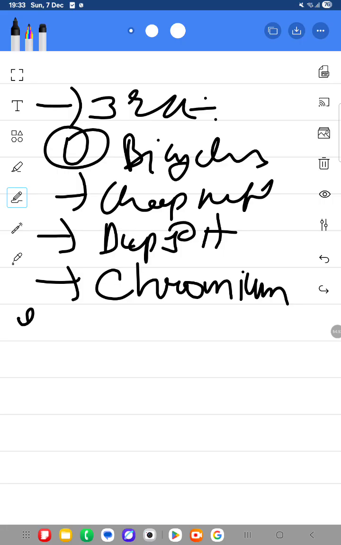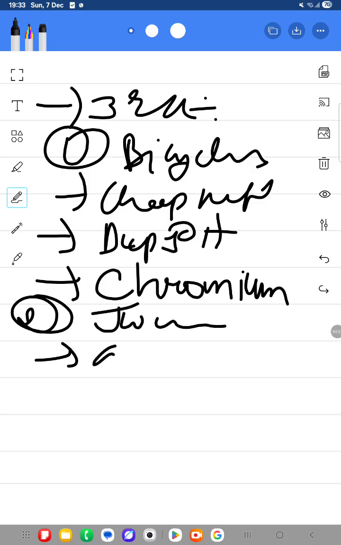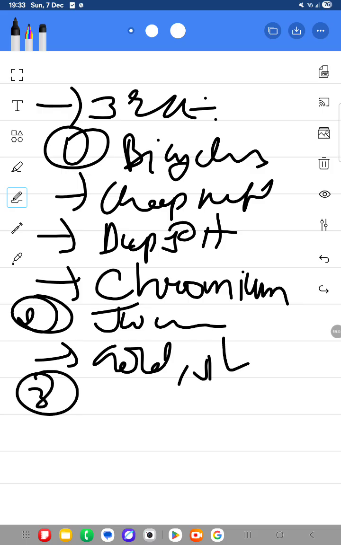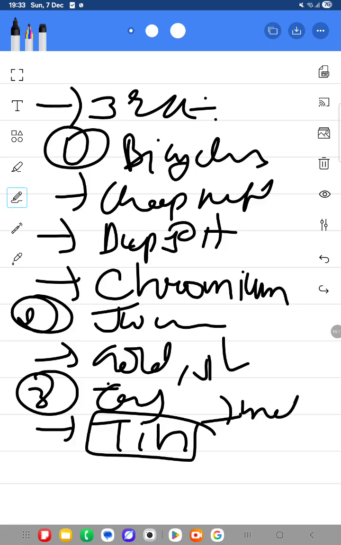The second one is in jewelry. We deposit gold or silver over the substance to make it shiny. And the third one is in cans. We deposit tin. Tin is a metal. We electroplate tin over iron to prevent it from rusting. In tin cans you have seen cans. These cans are electroplated with tin.